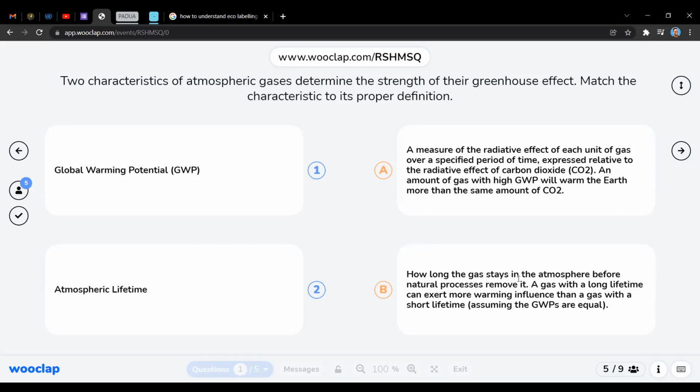Okay, let's hurry up, guys. We're about 16 in here, so we should have about 16 responses. Which two characteristics of the atmospheric gases determine the strength of their greenhouse effect? Okay, I'll give you a few more seconds while I'm also trying here. I'll give you a few more seconds to work it out. So that's RSHMSQ.